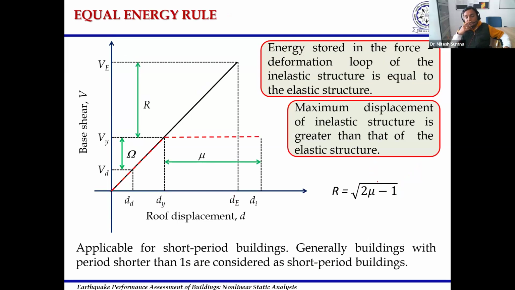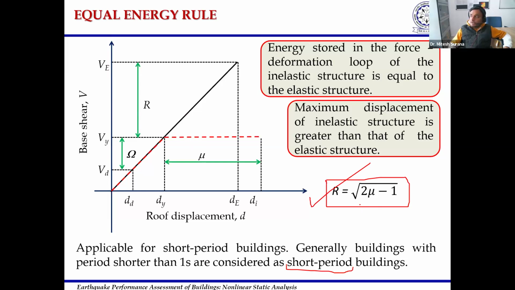Now coming to the second type of principle that is also being used, called the equal energy rule. This says that the energy stored in the force deformation loop of the inelastic structure is equal to that of the elastic structure. The energy dissipated in the force displacement loop can be represented by the area of the force displacement diagram. If we apply certain geometry and equate the energy stored in the force displacement loop of the elastic and inelastic systems, we can estimate that R is equal to square root of 2 mu minus 1. This expression is applicable for short period structures, that means structures having a period less than 0.5 second. So in long period structures, we have R equal to mu, and for short period structures, we have R equal to square root of 2 mu minus 1.